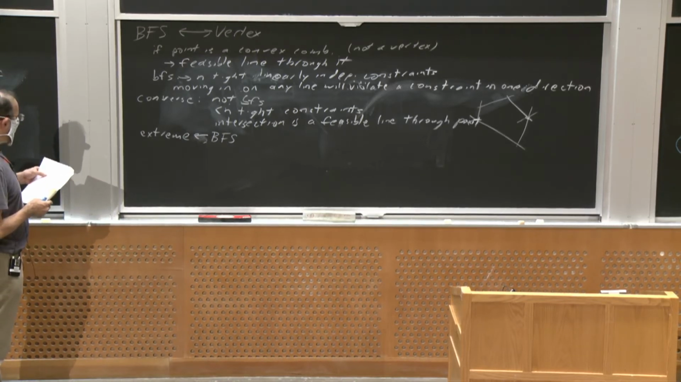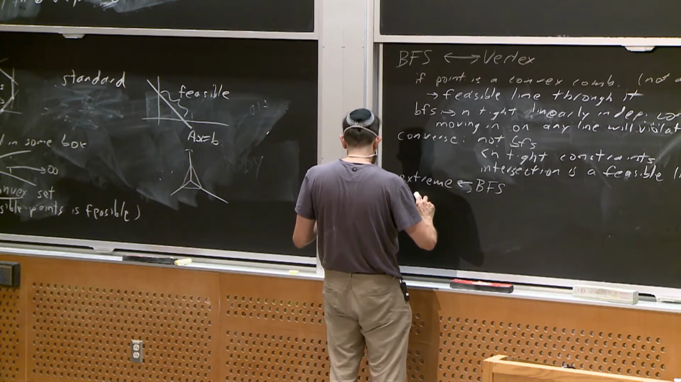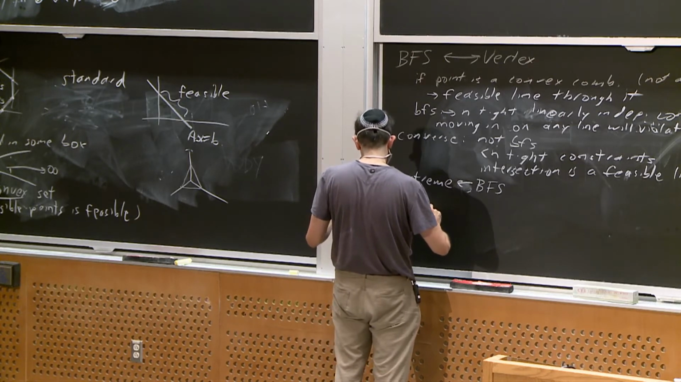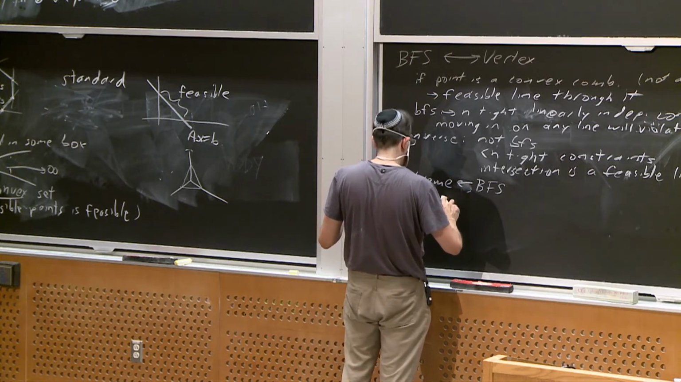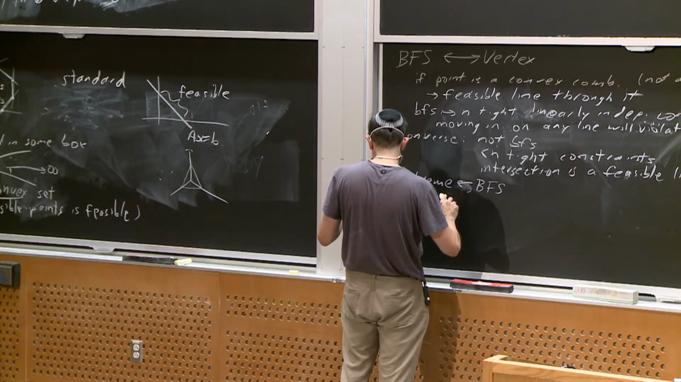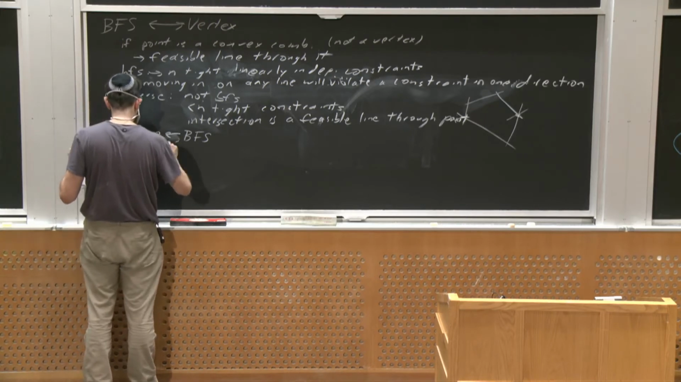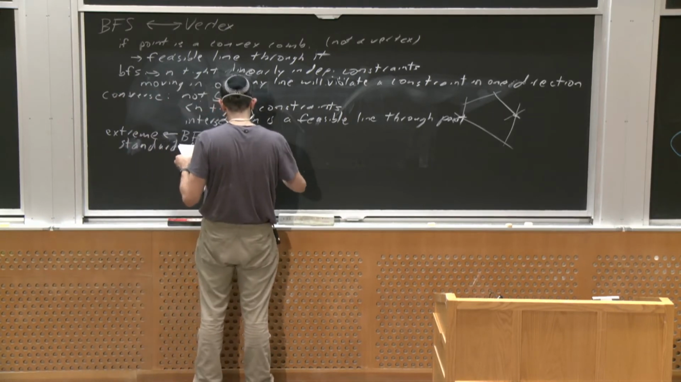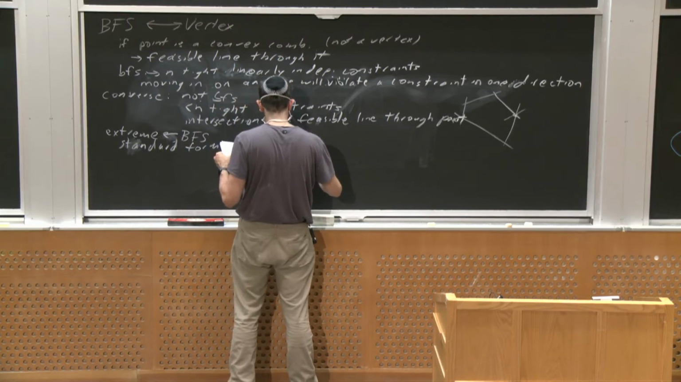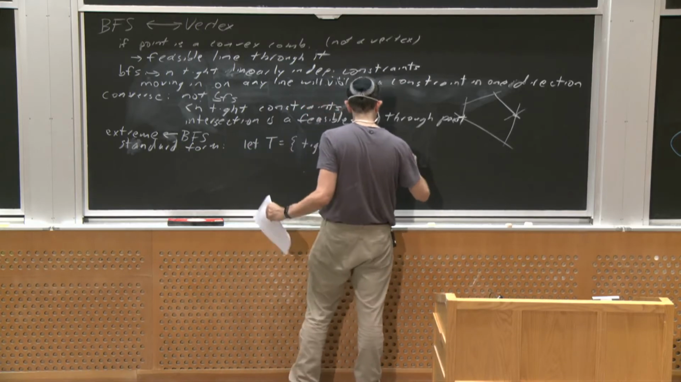Conversely, or sorry, to put it another way, that's the intuition, but the math is that if you're at your BFS, you can look at the standard form and actually fill in some math here. What you do is you let T be the set of tight xi greater than or equal to 0 constraints.